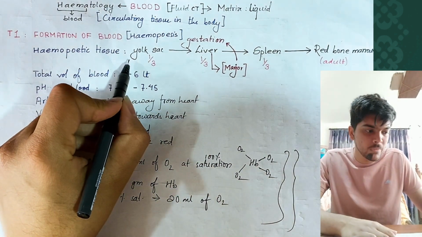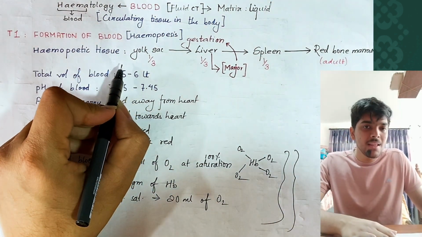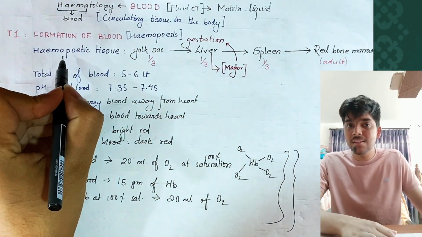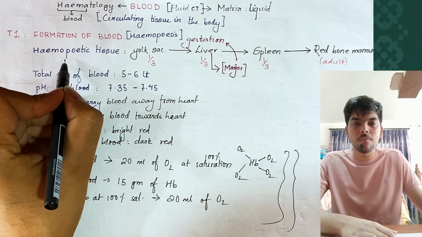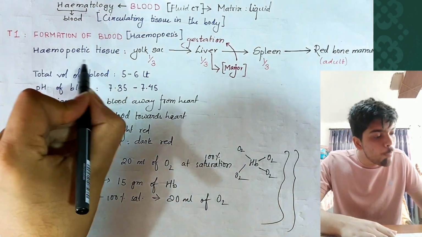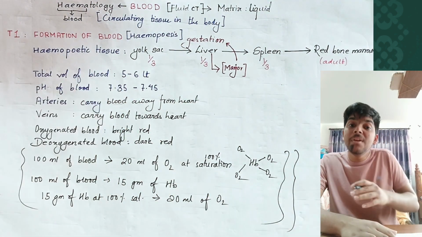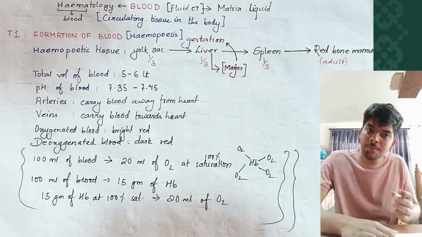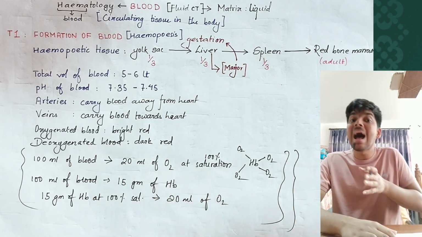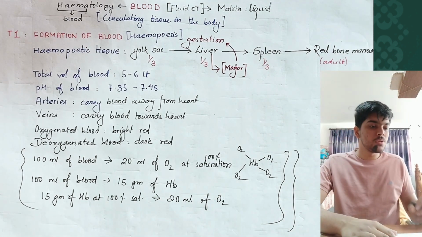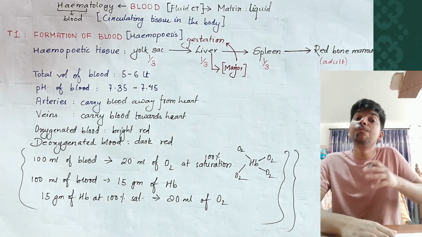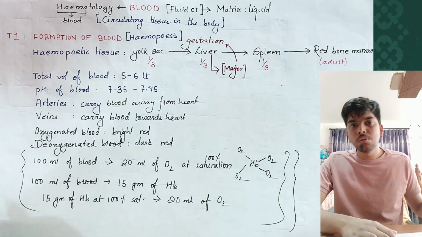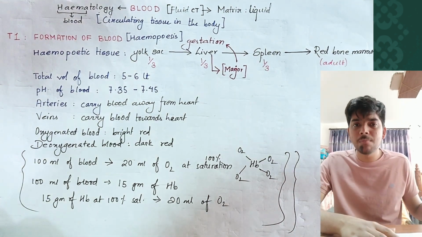And the tissue that is responsible for hemopoiesis or the formation of blood is known as hemopoietic tissue. Now, the thing is that the hemopoietic tissue that is found inside human body differs with different stages of life. That is, the hemopoietic tissue before birth is different than the hemopoietic tissue after birth. So let's look at the different types of hemopoietic tissue present before birth. So before birth or during the time of gestation.